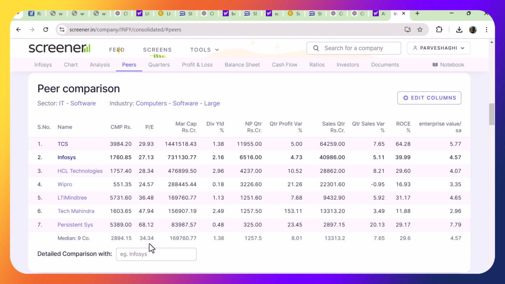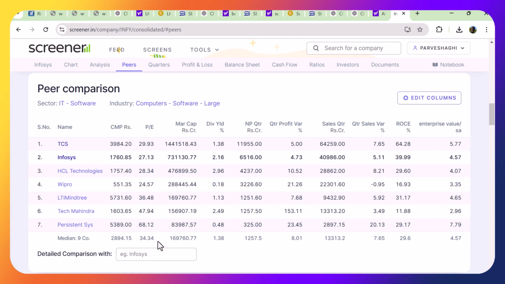So 27.13 for Infosys. No, what is the median? Are you able to see the screen? Yes, sir. Just read this. What is this? The median is 34.34. Okay, so that means the median is 34, or the average is 34.